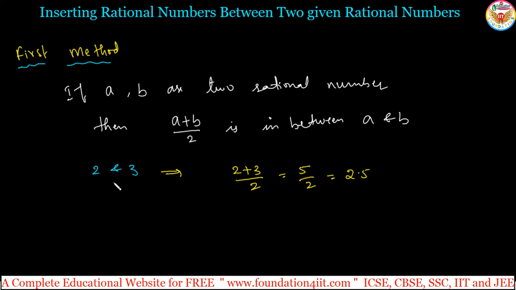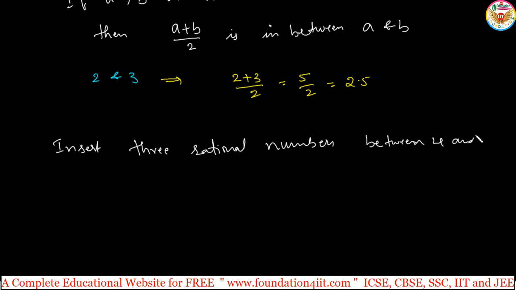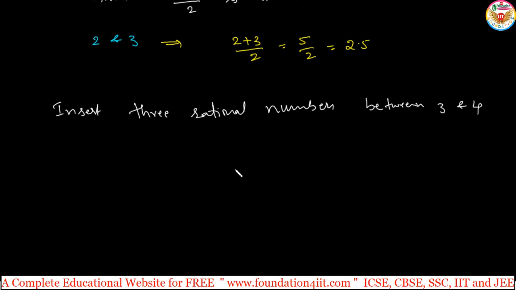And if they ask for more than 1, this is all the first method. The question is asked: insert two rational numbers, or let us say three rational numbers between 3 and 4. Just an example. Between 3 and 4, I need to insert three rational numbers.